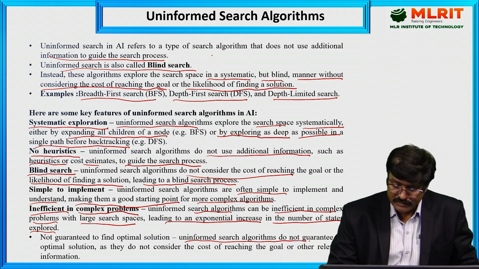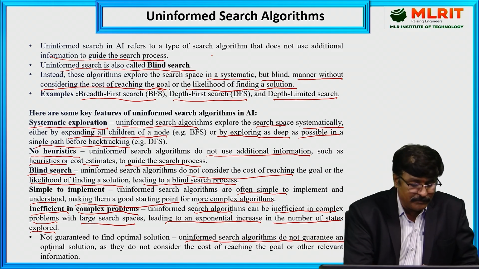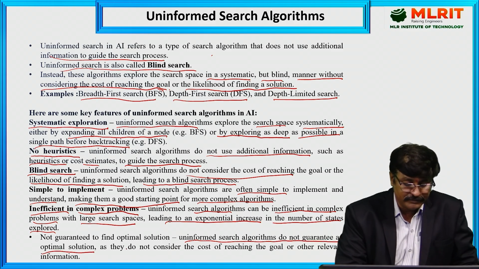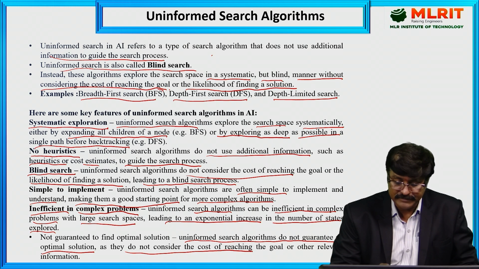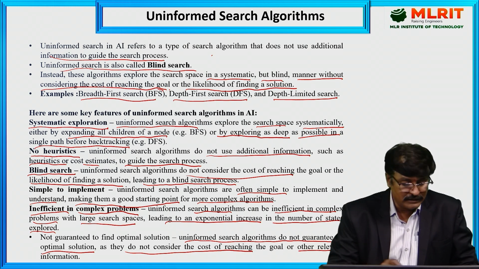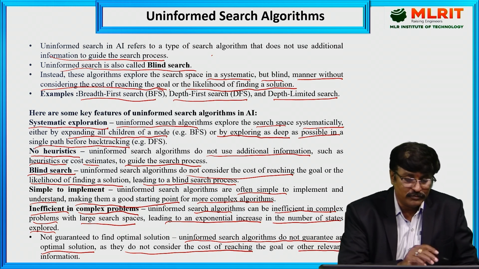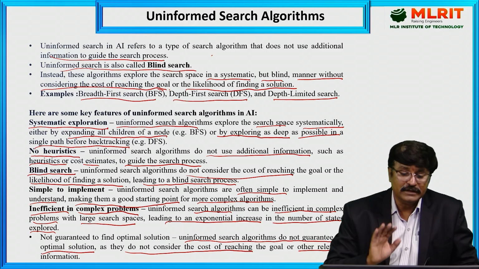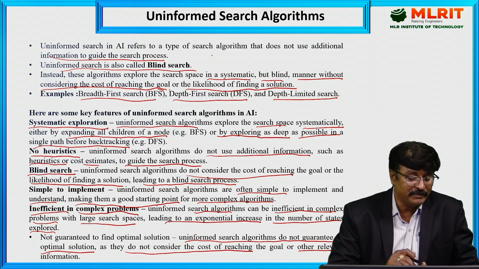So they do not guarantee an optimal solution. That is the one thing. They do not consider the cost of reaching the goal or the other relevant information about the goal state. So these are the uninformed search algorithm key parameters.